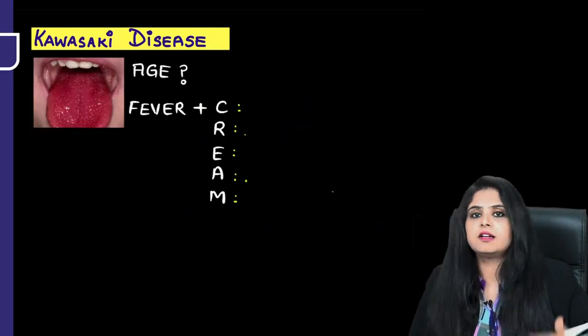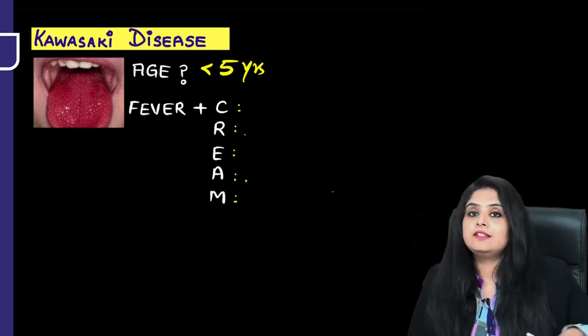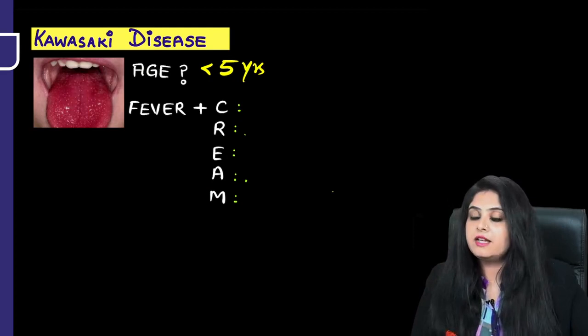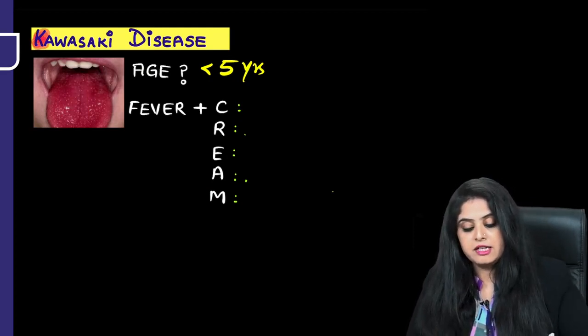Now let's come to Kawasaki. Again a medium vessel. Kawasaki is going to occur in kids. That is how we learn it. Usually, it's a less than 5-year-old kid, which is very, very important. So, repeating in front of you, K for Kawasaki and K for kids.